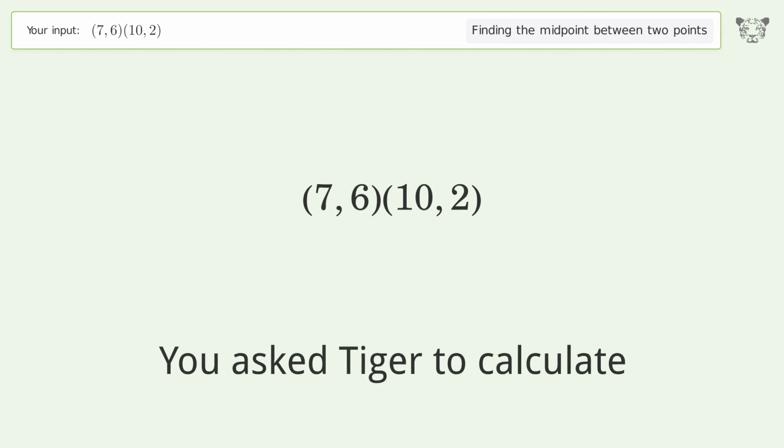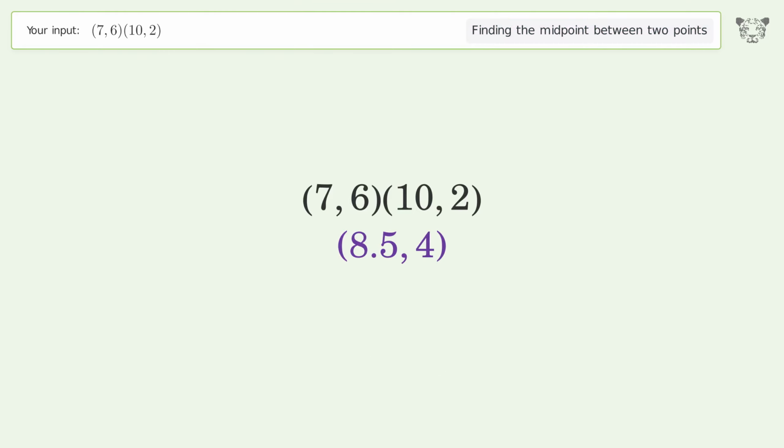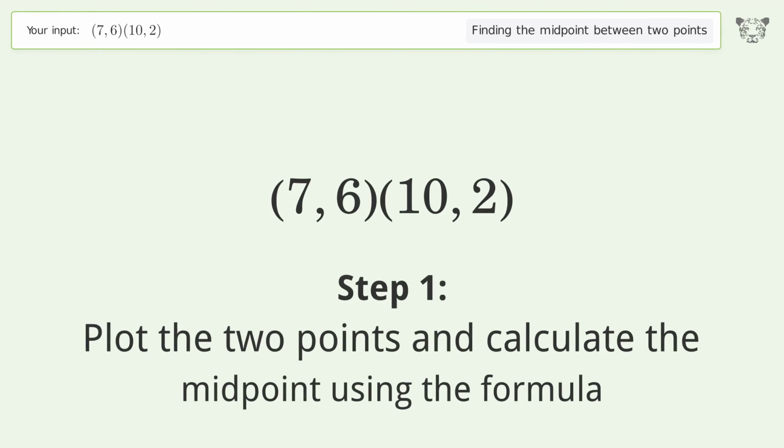You ask Tiger to calculate. This deals with finding the midpoint between 2 points. The midpoint between the 2 points is 8.54. Let's solve it step by step. Plot the 2 points and calculate the midpoint using the formula.